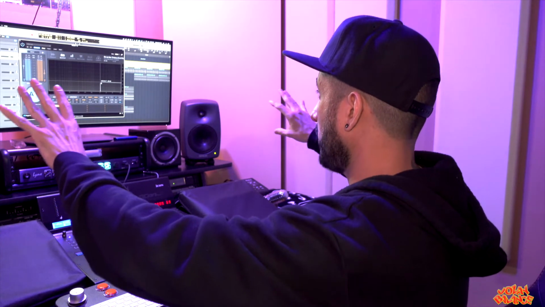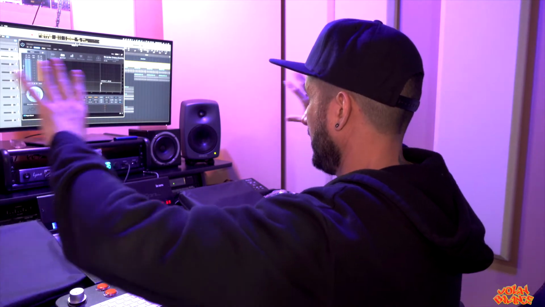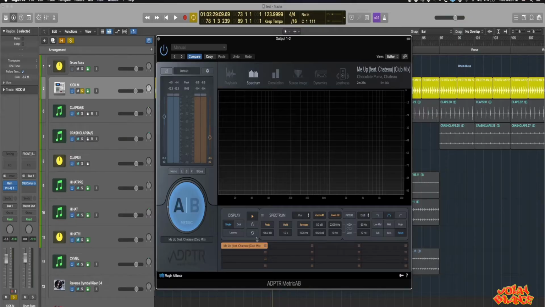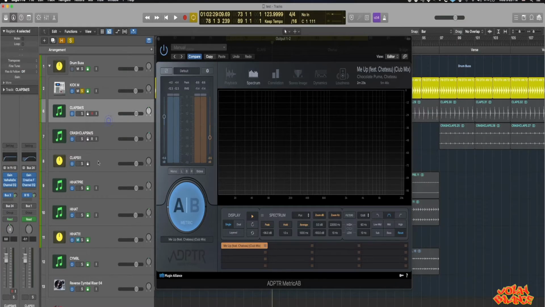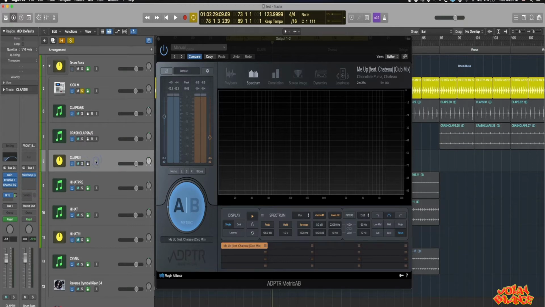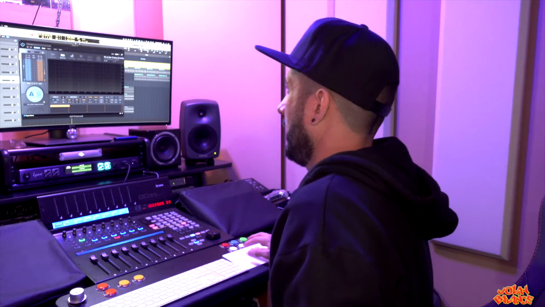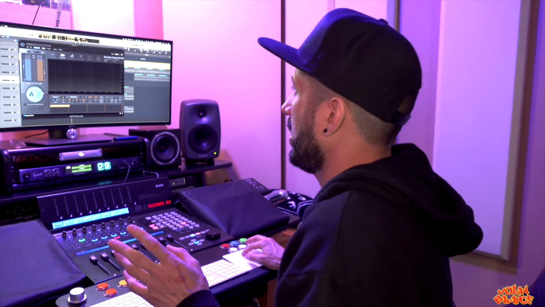Is it a sample that maybe was taken real wide? So Metric AB right now is helping me determine those things. I have this on my master bus. I loaded a reference track, but that's for another purpose that I'll go through later on. I want to stick to the point of what I'm trying to tell you guys.